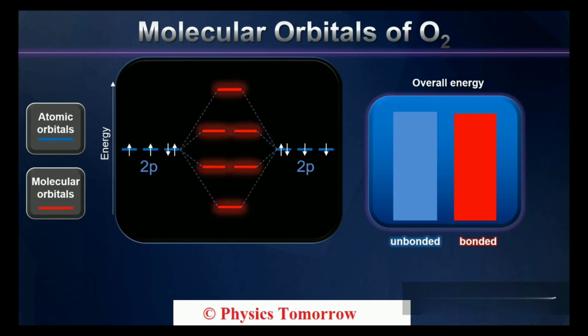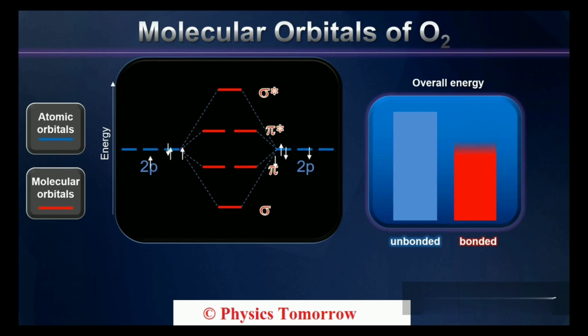When we do this, we don't see any real surprises here. Sigma, sigma star, pi, and pi star molecular orbitals form. 6 atomic orbitals in, 6 molecular orbitals out. And if we fill them from the lowest energy to the highest, we notice that 6 of these electrons will go into bonding molecular orbitals, giving us a nice energetic benefit. But there are still 2 remaining electrons. And here's our new question.